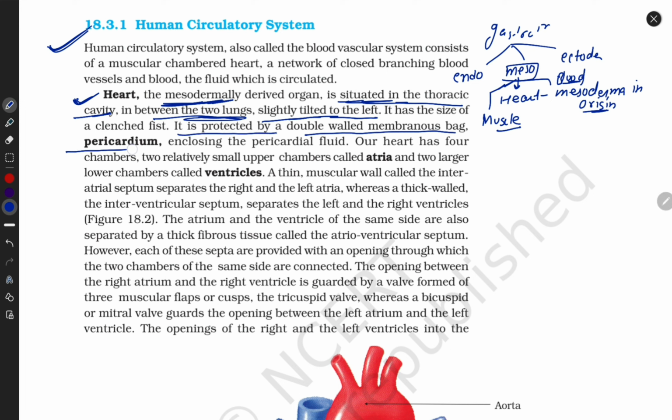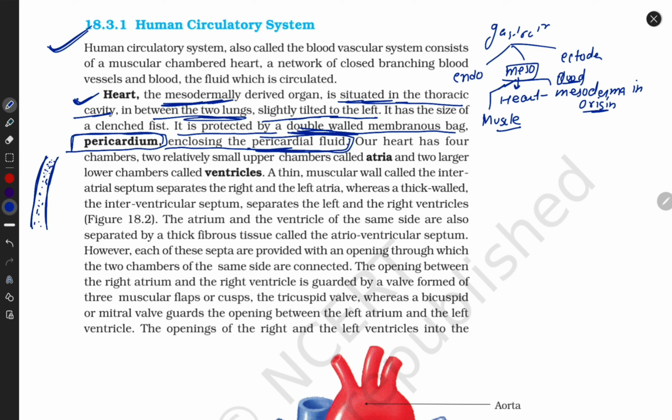We call it the pericardium. This is the covering of the heart. It encloses the pericardial fluid between the 2 membranes. I said double walled membrane, so between the membranes there is fluid. We call it the pericardial fluid.